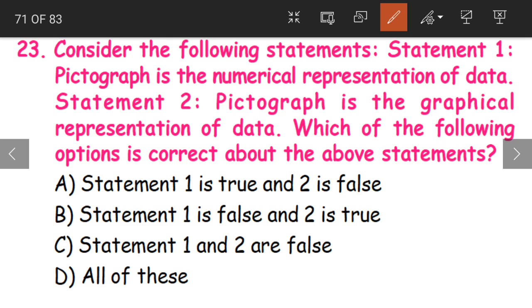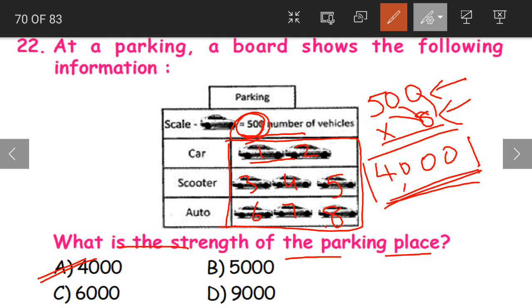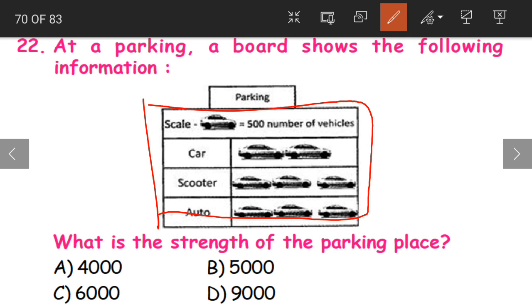Next, question 23. Consider the following statements. Statement 1: Pictograph is the numerical representation of data. Statement 2: Pictograph is the graphical representation of data. Now which of the following options is correct about the above statements? If you consider both the statements, what is statement 1? It says that pictograph is the numerical representation. As we have learned already, what is a pictograph? This is an example of a pictograph.